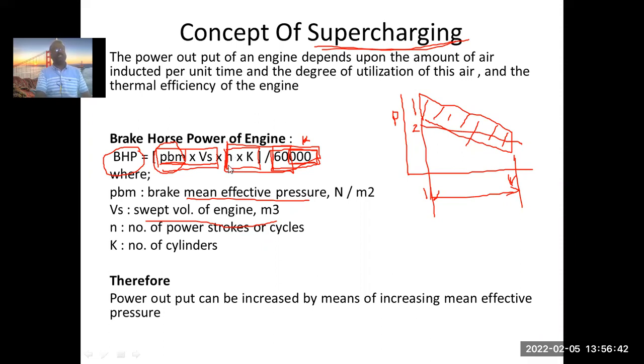When speed of the engine increases, number of power strokes also increases, and that is where there is an increase in the power output. परंतु त्याच्याबद्दल आपण बोलत नाहीये, आता सुपर चार्जिंग बद्दल बोलतोय.